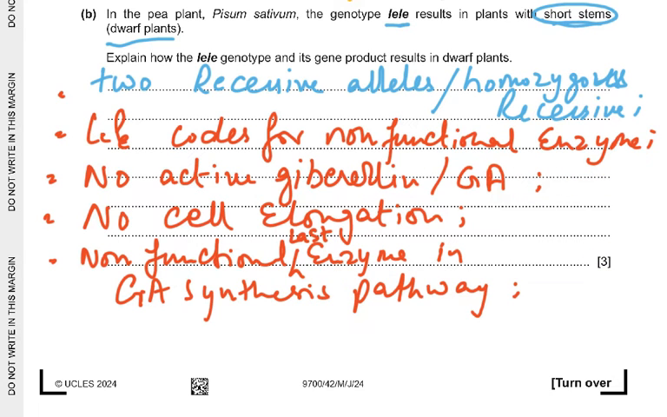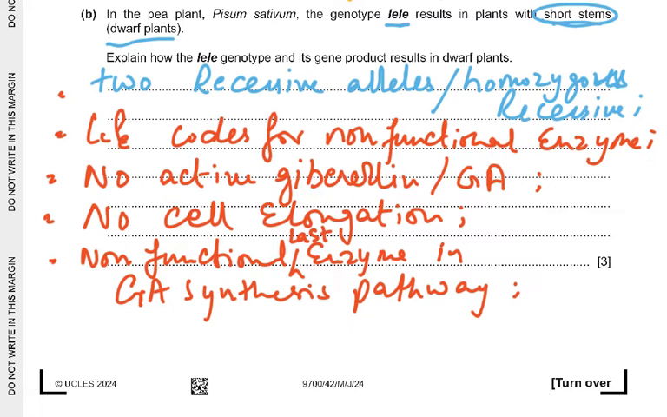Now, it's two recessive alleles, homozygous recessive, le small, which codes for a non-functional enzyme. There's no active gibberellin produced, so no cell elongation. An enzyme is responsible in the GA synthesis pathway, from this to this to this, and finally gibberellic acid is produced.